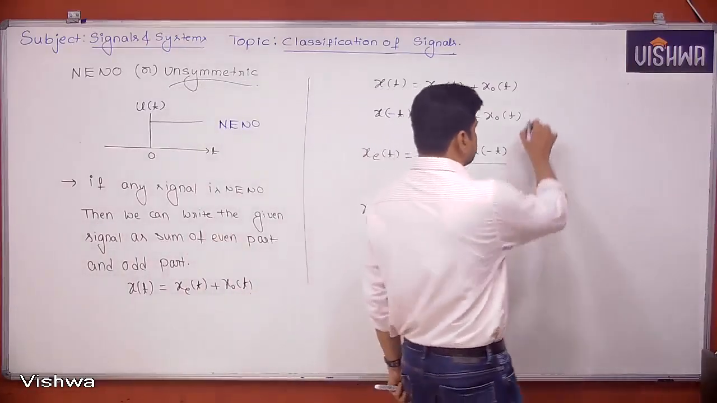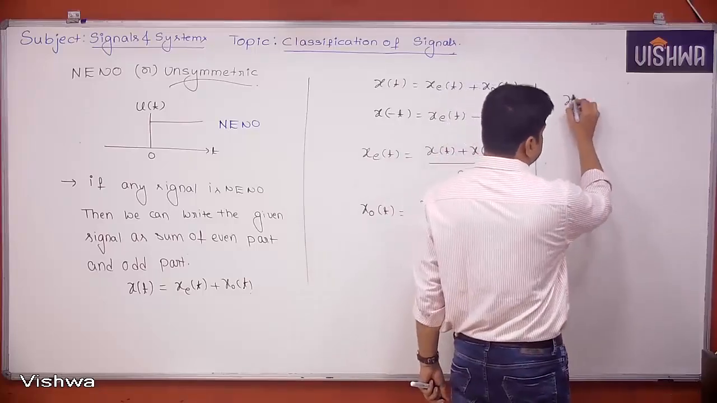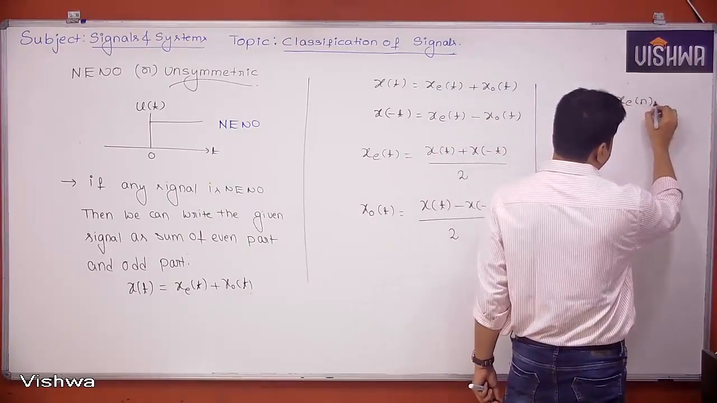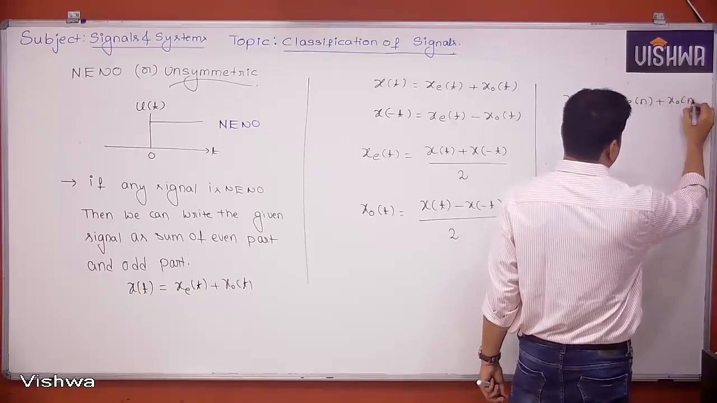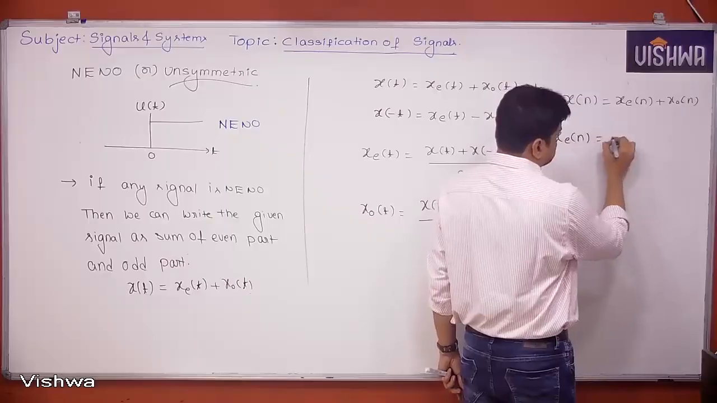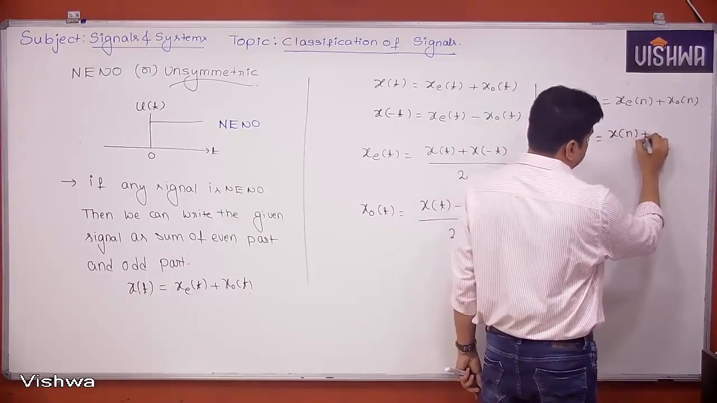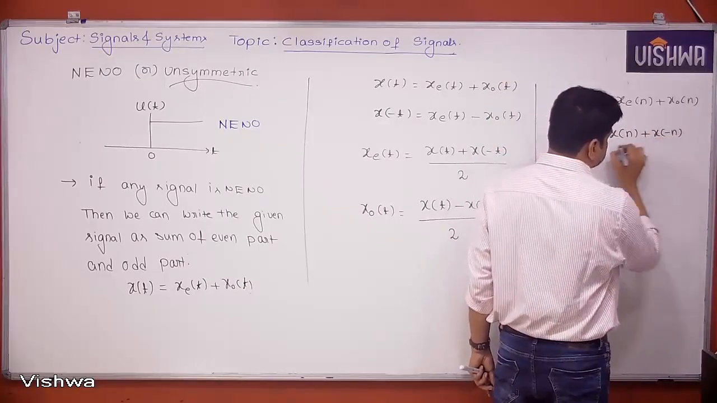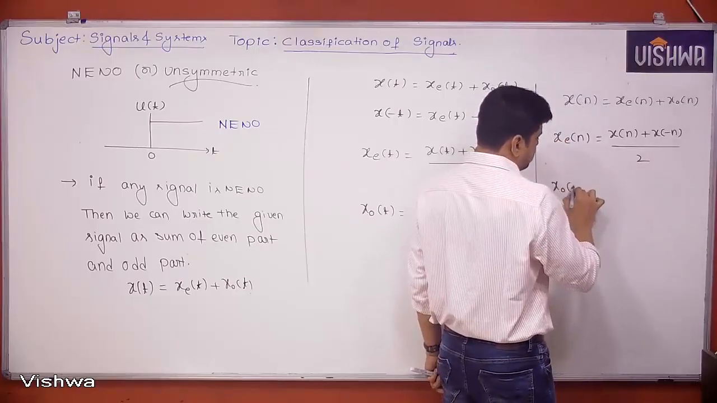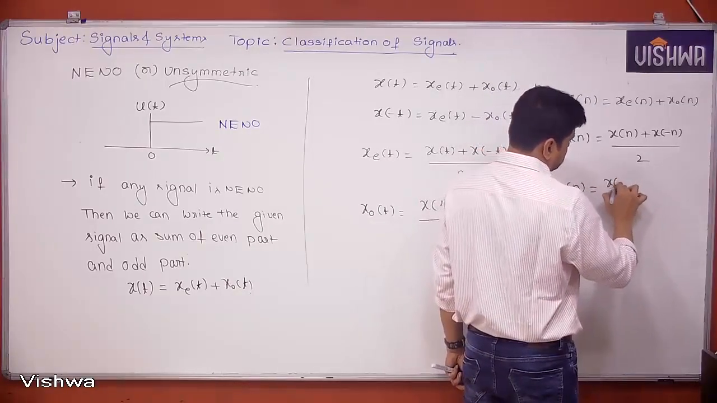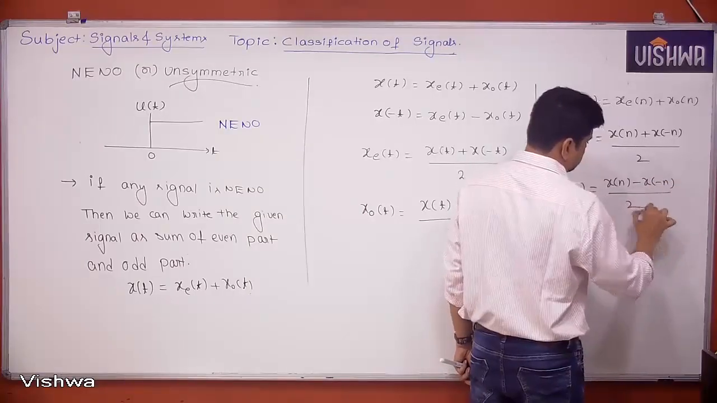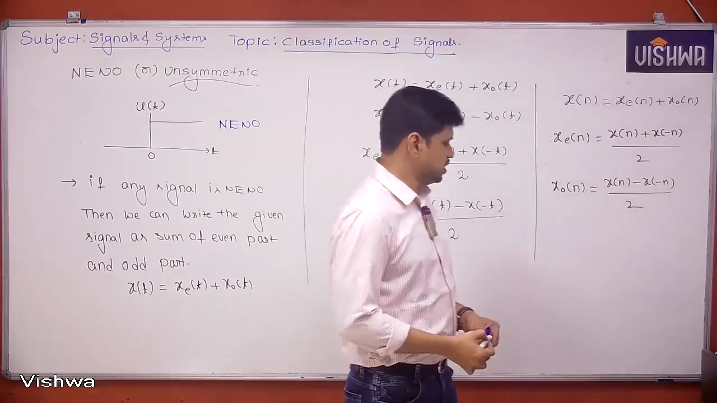In a similar manner, we can write x of n, if it is neither even nor odd, as x even part of n plus x odd part of n. So here also the even part of n is equal to x of n plus x of minus n divided by 2. In the similar way, the odd part in the discrete time case is x of n minus x of minus n divided by 2. Okay, take it.